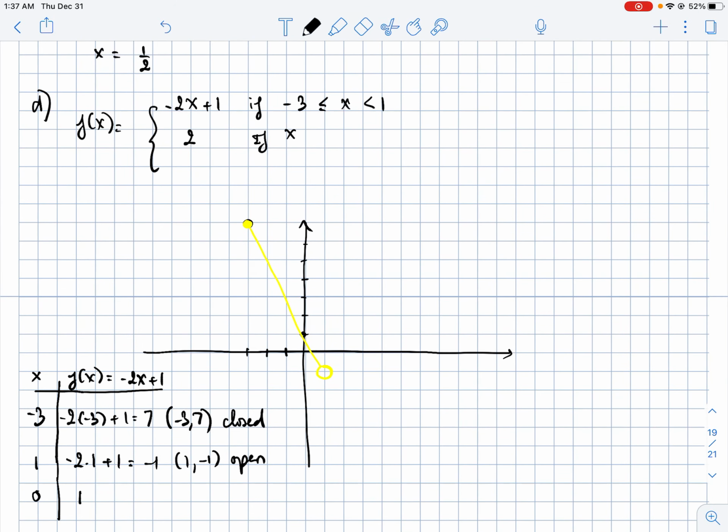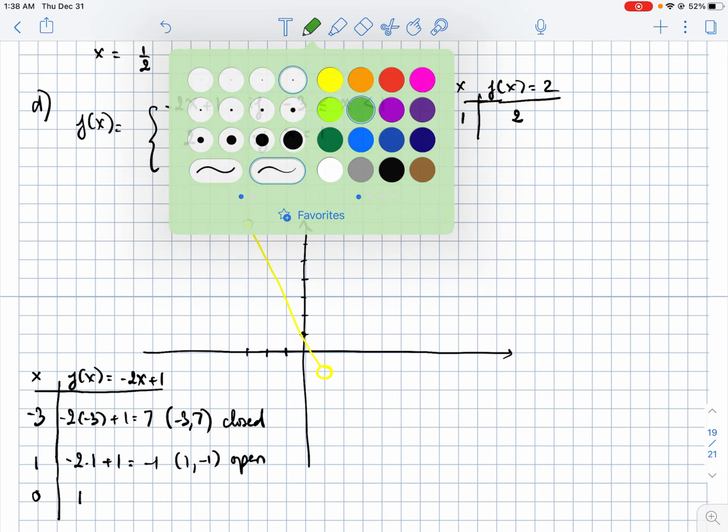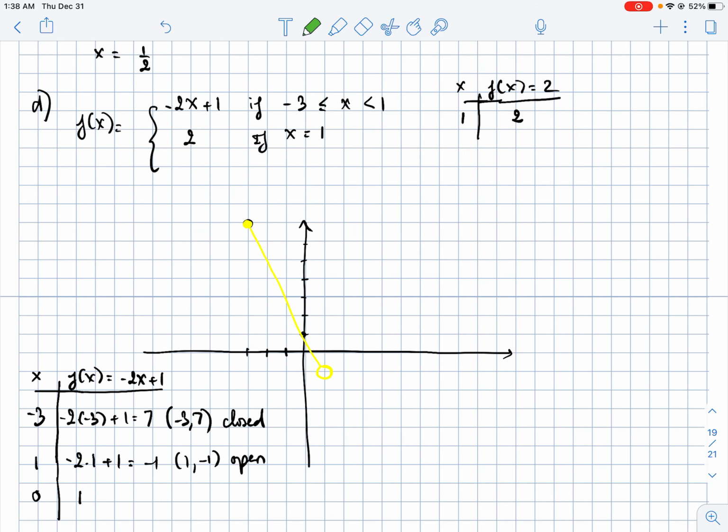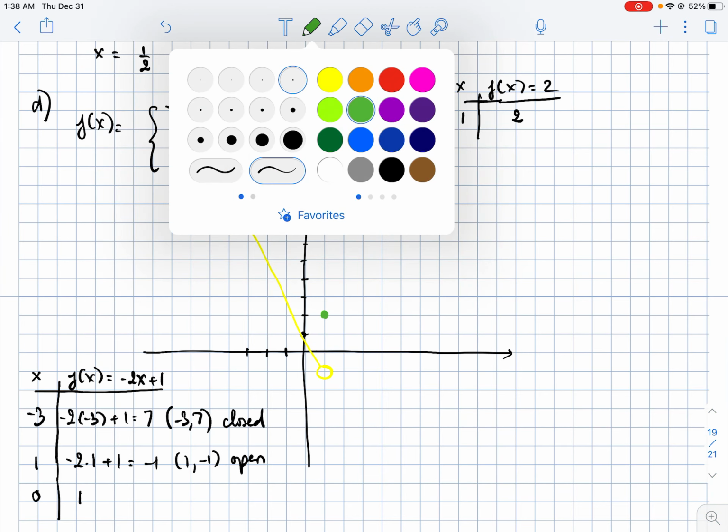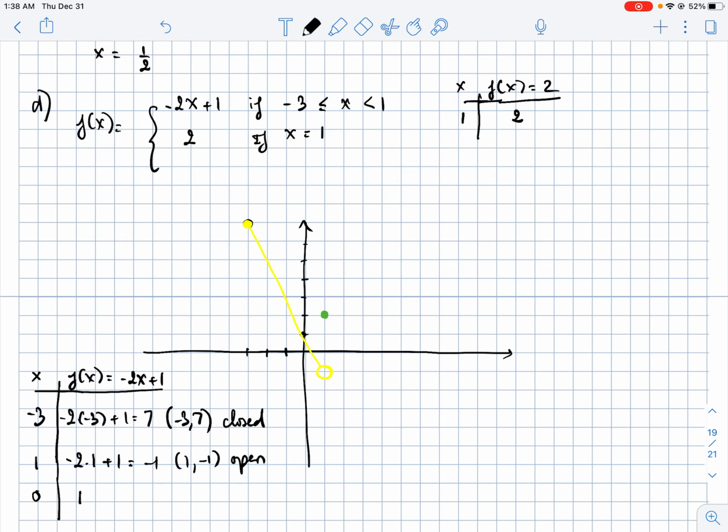Now we move on to the second piece. The second piece, we have f of x equal to 2 if x equal to 1. The domain is just 1 point. So if x equals 1, you plug in 1 into the function f of x equals 2, then you will get the answer is 2. I'm going to use the green color for this. You have just 1 point, (1, 2). That is for the second piece.